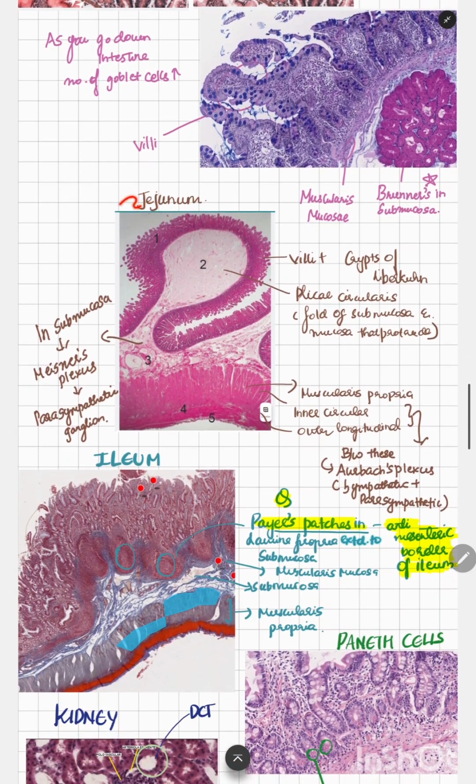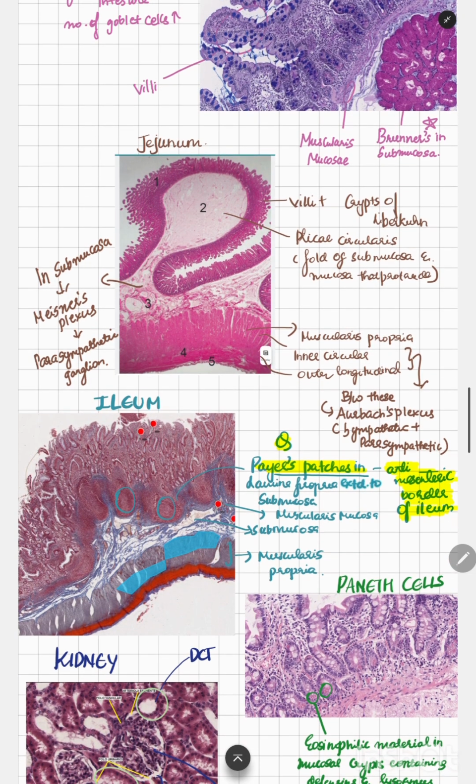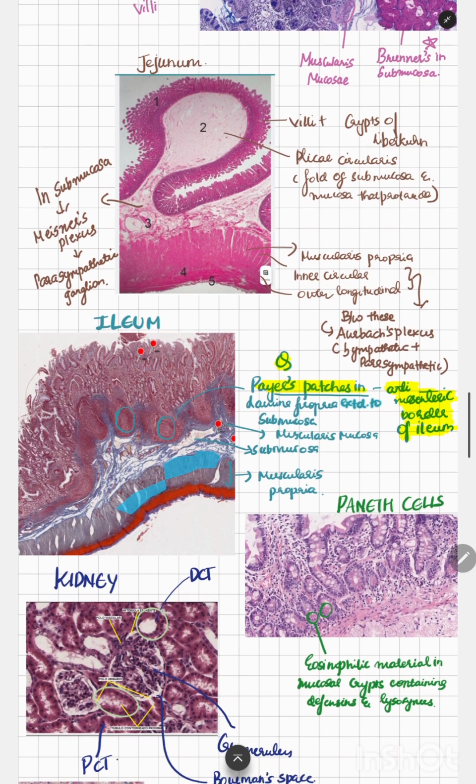Then comes jejunum. Jejunum has this peculiar fold which is known as plica circularis. This is nothing but the fold of submucosa and mucosa that are protruding out, right? And the rest of the layers are seen. You have submucosa, muscularis propria, again with the inner part circular muscles and outer part longitudinal muscles, right? And one more thing which you should note is in the submucosa you have Meissner's plexus, whereas in the muscularis propria you will have Auerbach's plexus.